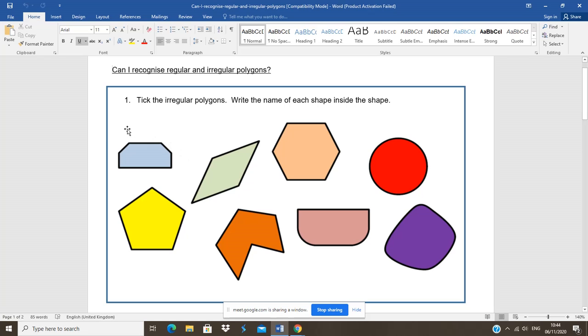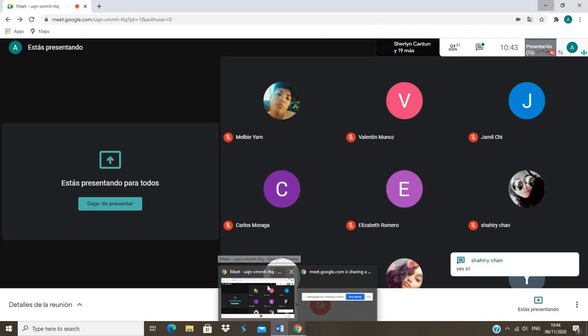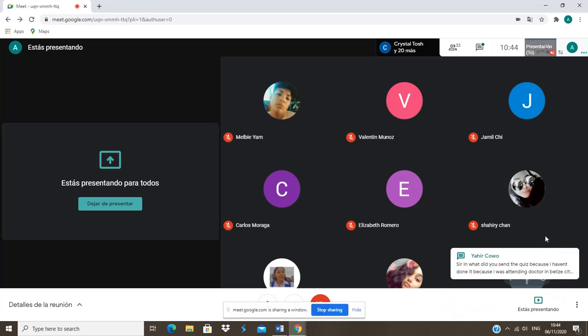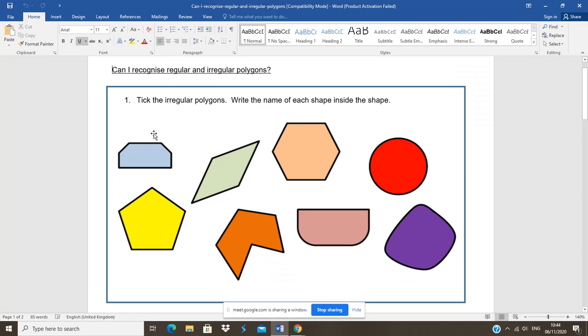So if we look at the first figure, which is actually the blue one, what kind of figure do you think it is? Is it a regular or an irregular polygon? Anybody can answer me that? Irregular. Okay, yes, that's it. It's an irregular polygon.